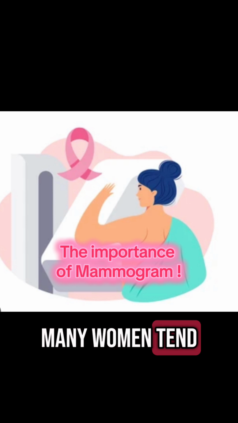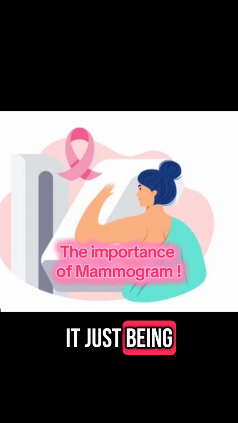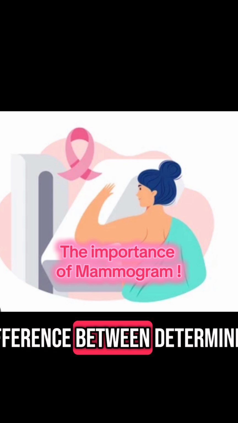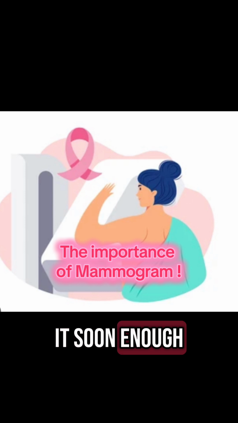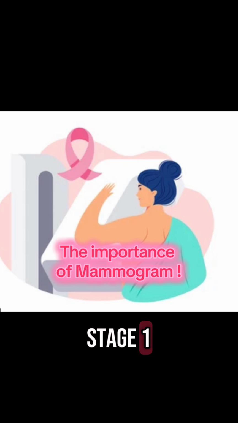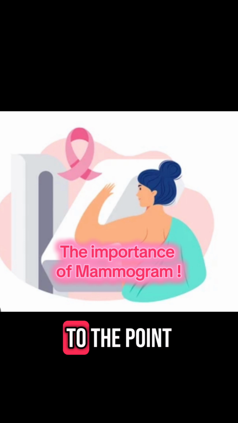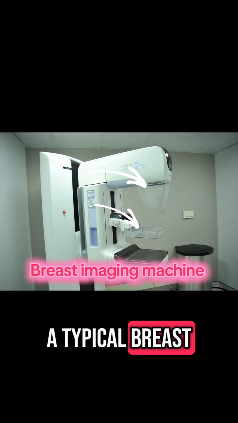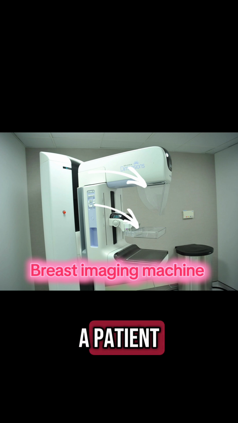Although many women tend to put it off sometimes due to it just being awkward or uncomfortable, this is a simple checkup that'll make the difference between determining if you catch it soon enough and you can be diagnosed at stage 1, or if you caught it too late and now you're to the point where you're stage 3 or stage 4. This is what a typical breast imaging machine will look like for a patient.